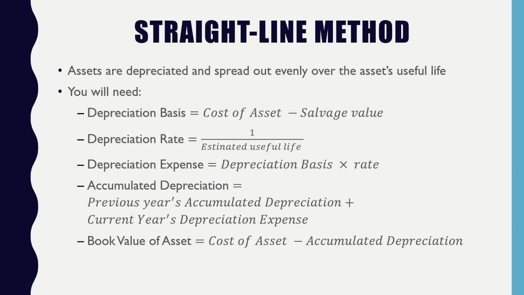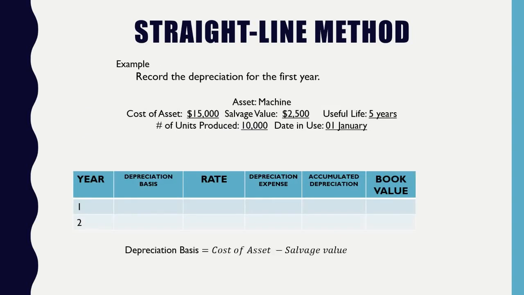So let's take a look at an example. If you decide to buy a machine for $15,000 with a salvage value of $2,500, and an estimated useful life of 5 years, you're splitting the cost evenly through its estimated useful life. It can produce up to 10,000 units, and the date that you placed it in service was January 1st.